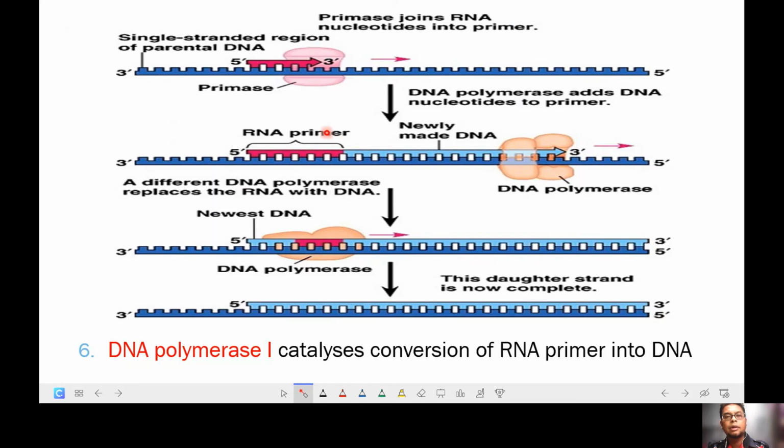The RNA primer, which is at the starting point of the newly made DNA strand, must be converted into DNA molecules. And so comes along another enzyme known as the DNA polymerase 1, which will catalyze the conversion of the RNA primer into DNA. So as you can see, the red RNA primer over here has been converted into another DNA strand. And finally, we can see that due to the action of the DNA polymerase 1 enzyme, the new DNA strand is now completely formed.